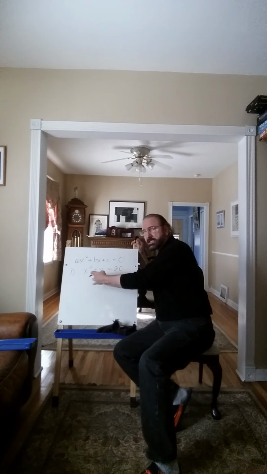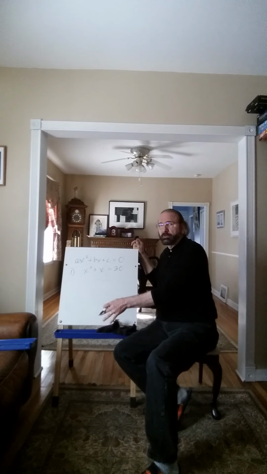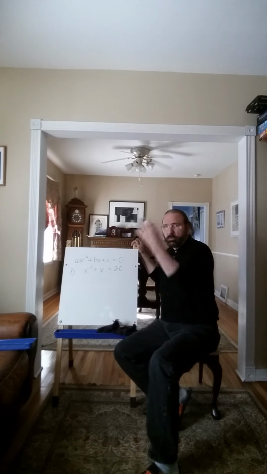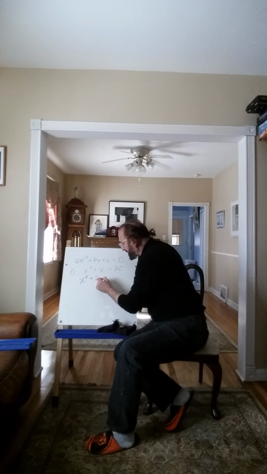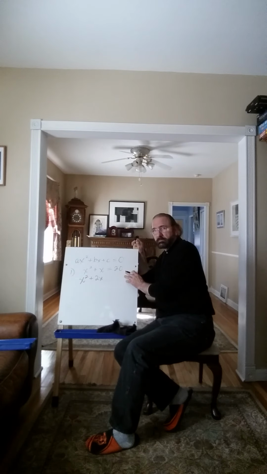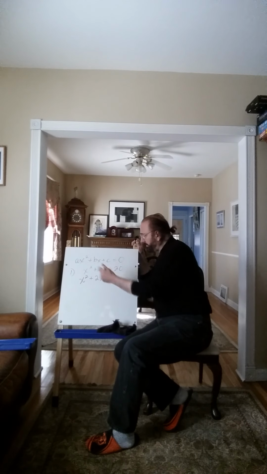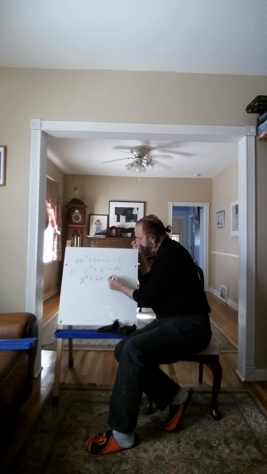I'm going to change this because I know this is factorable, and last video we found out what x was when you have x squared plus x equals 20. What if I had this? x squared plus 2x equals 20. I'm going to move the 20 to the other side and change the sign.